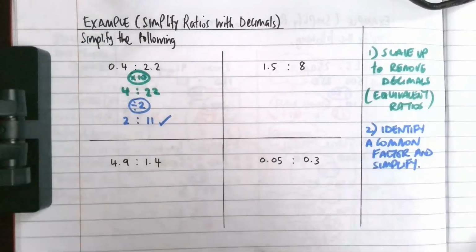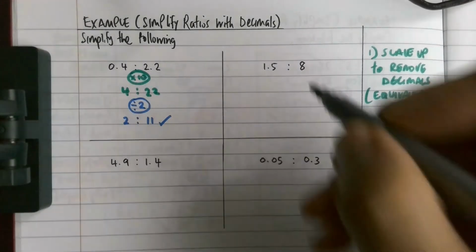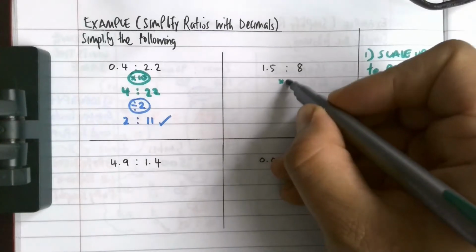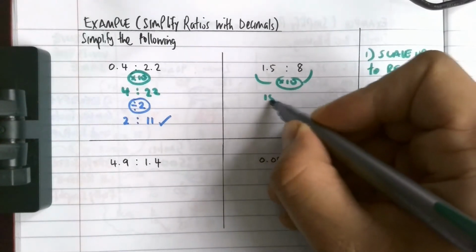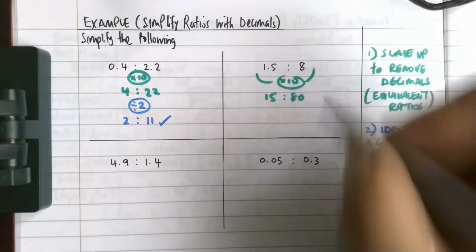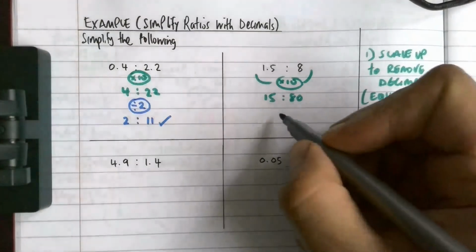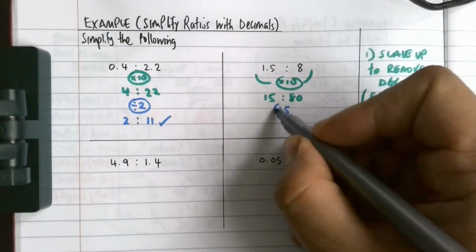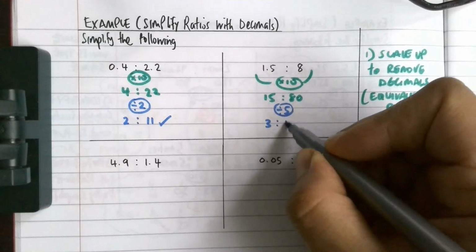For the second one, again I'm going to scale up, looking for an equivalent ratio. And I'm going to get 1.5 to 8, and I'll multiply both parts of the ratio by 10. So I end up with 15 to 80. And then I'm going to identify a common factor and simplify. So I end up with 3 to 16.